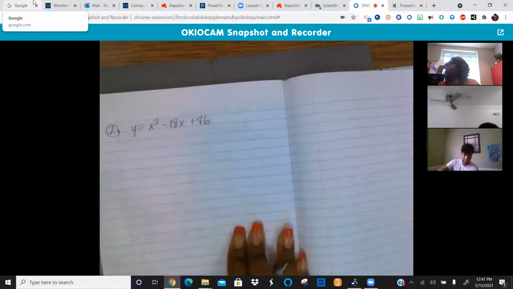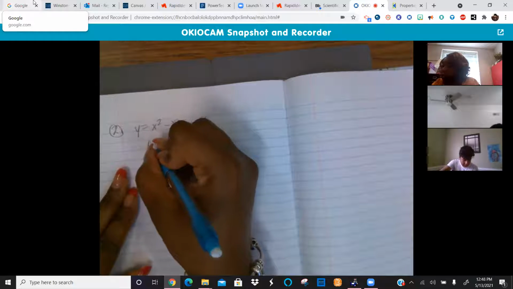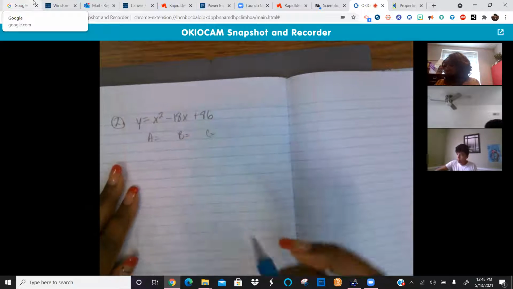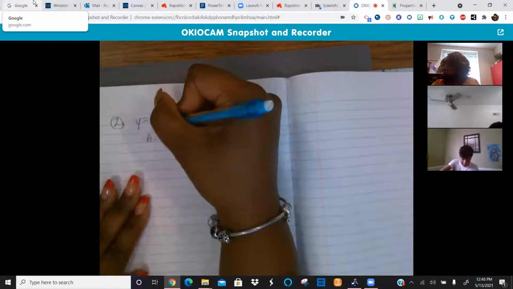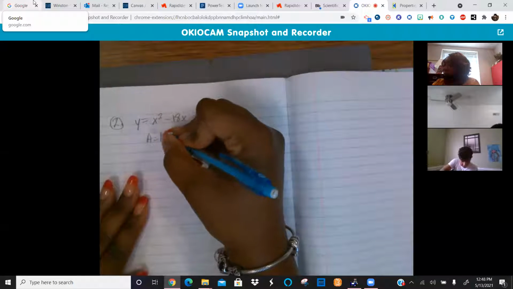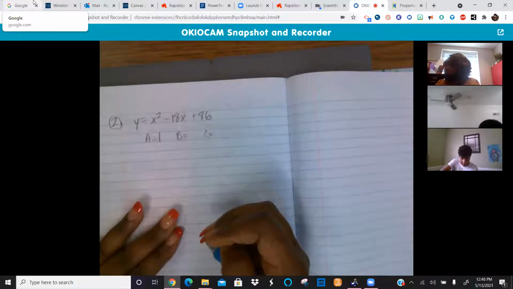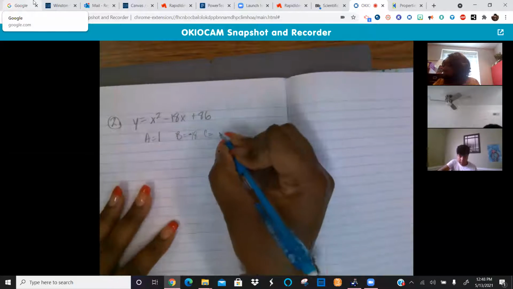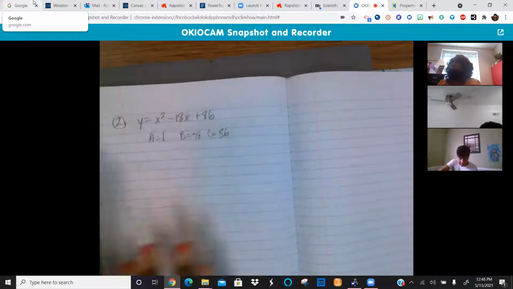So the first thing we do is we're going to label our A, our B, and our C. What's our A? 1. The number that's automatically in front of the x squared term is a positive 1. What's our B? Negative 18. Good job. What's our C? A positive 86. Questions about that?